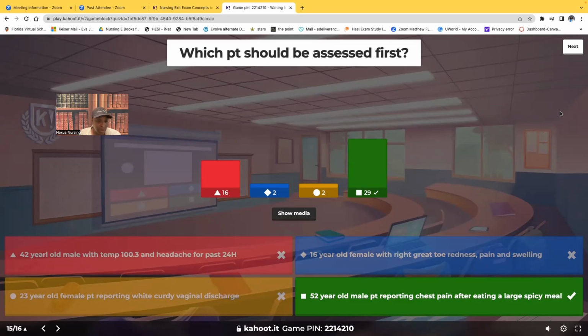And then the 23-year-old patient reporting white curdy vaginal discharge. Maybe she's got a yeast infection. We don't know, but guess what? It's not deadly, right? Like a heart attack is. So you always have to think in terms of which can kill your patient.